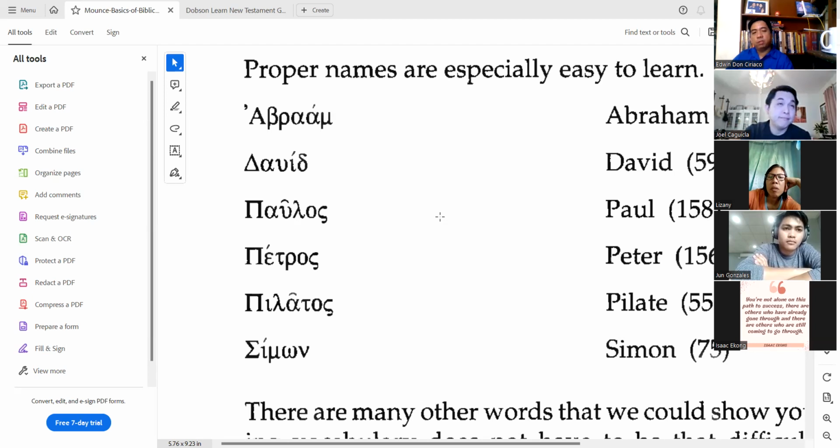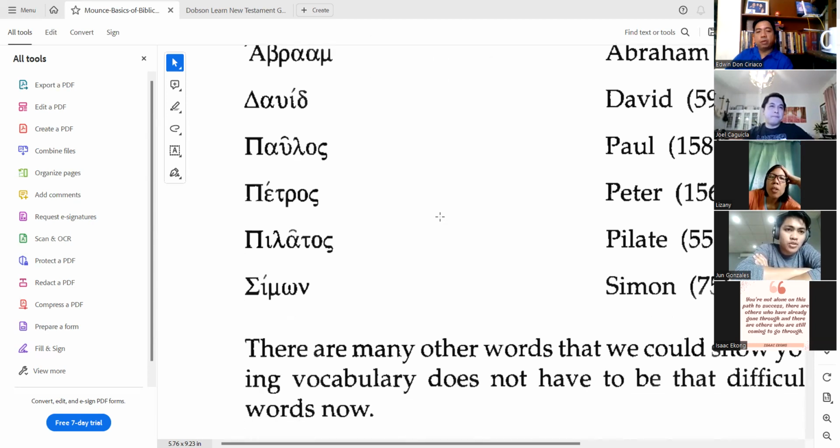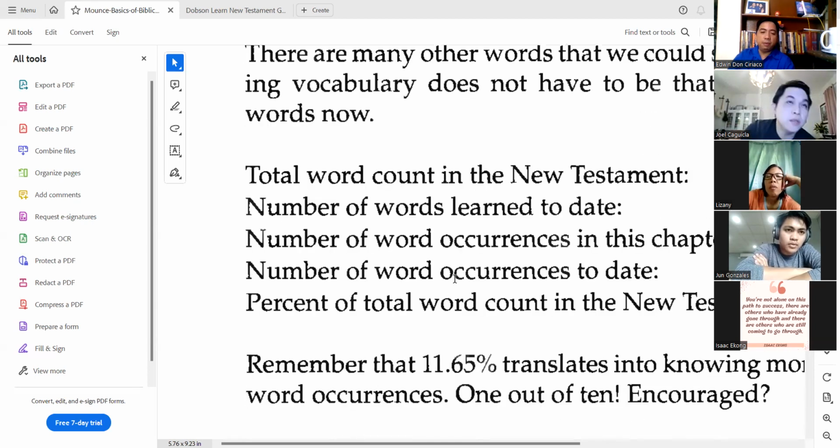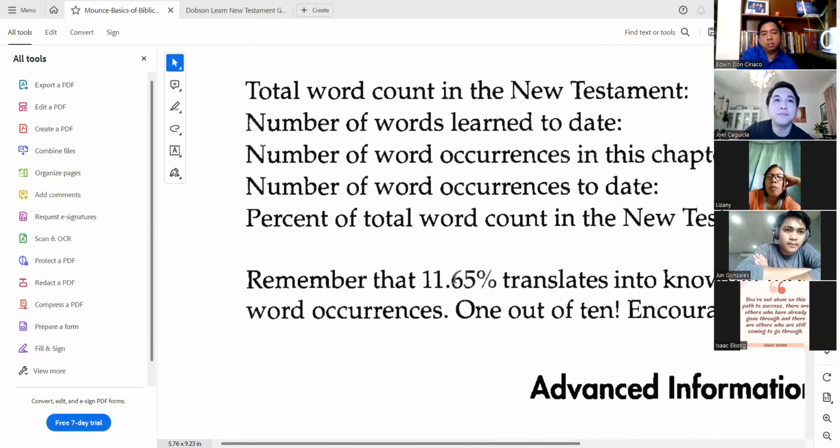Okay, Paulos. Capital Pi. So north is the circumflex, no? Paulos. Okay. And then Petros, Pilatos, Pilate, and then Simon. Okay, maybe we could skip to this.